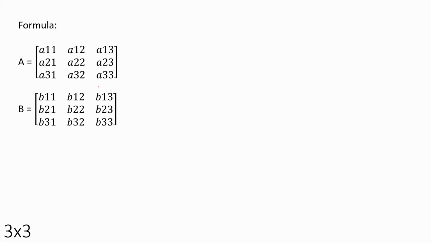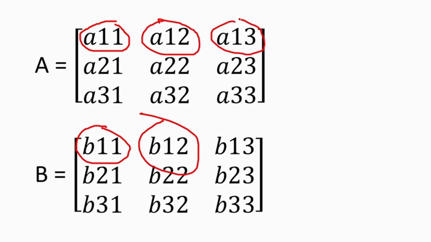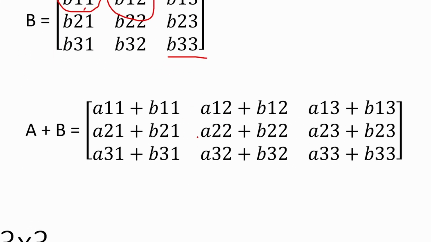So you need to add more calculations, one for each element. And this one is a 3 by 3 matrix. All you need to do is just do the addition between this element and this element. This one plus this one, this one plus this one, and so on, until this one plus this one. It will be like this. Okay, this is the formula to find matrix addition between 3 by 3 matrices.